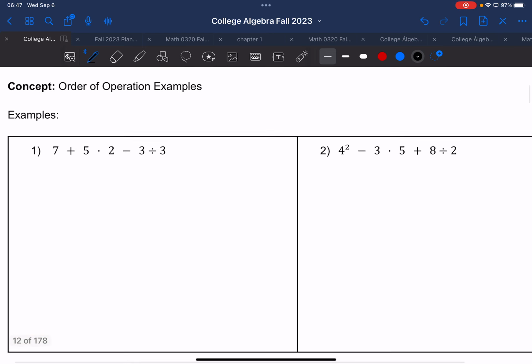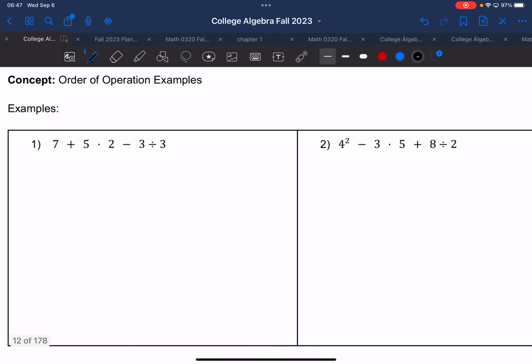So let's look at some more examples. In these examples, multiplication is going to be represented by a dot. So this right here, this is multiplication. Okay. So on number 1, we have 7 plus 5 times 2 minus 3 divided by 3. So following PEMDAS, which one comes first? The multiplying. Okay. So we have 7 plus 10, because 5 times 2 is 10, minus 3 divided by 3.